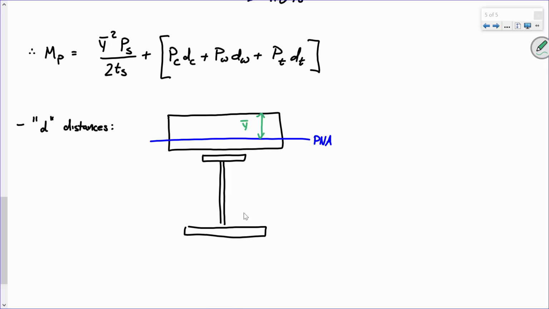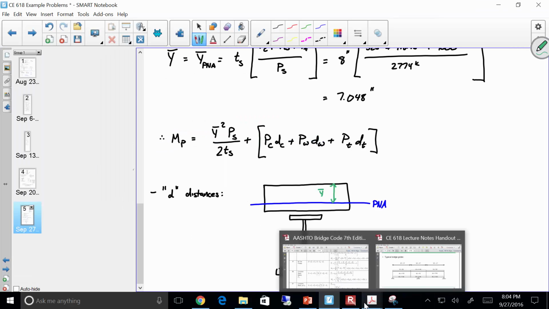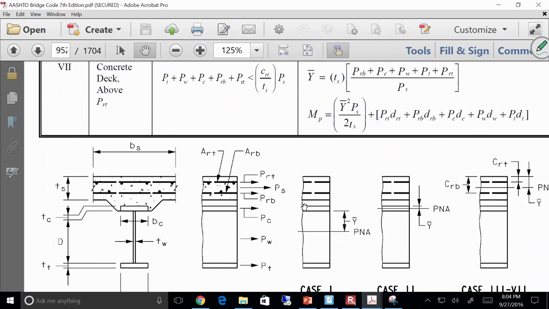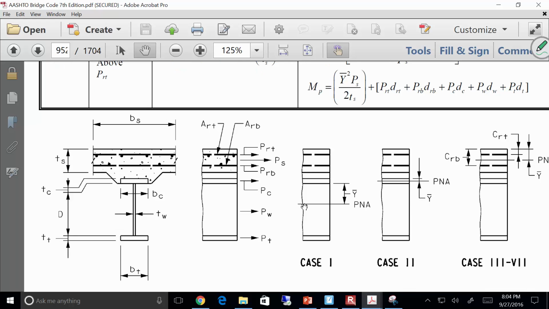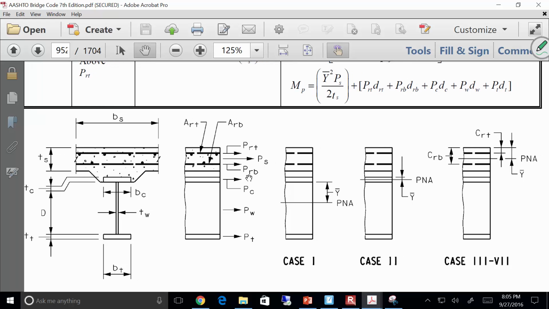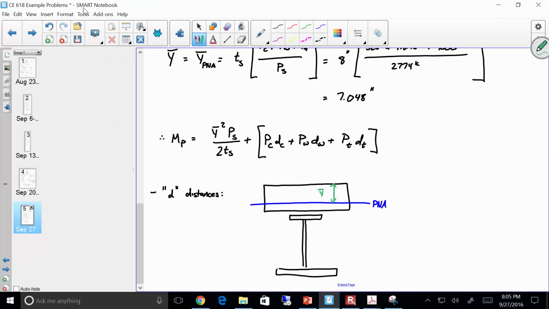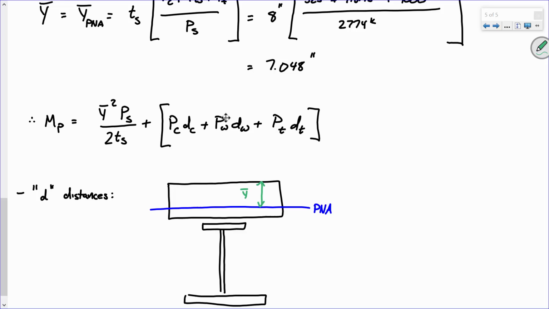Well, if I go to the spec and I look down at the bottom of that page, it tells me that anywhere from case 3 to case 7, Y bar is in the slab and it's measured from the top down. Make sense? So I propose to you that from the top down is Y bar. So far so good? Any questions? All right. Now, let's take a simple instance.